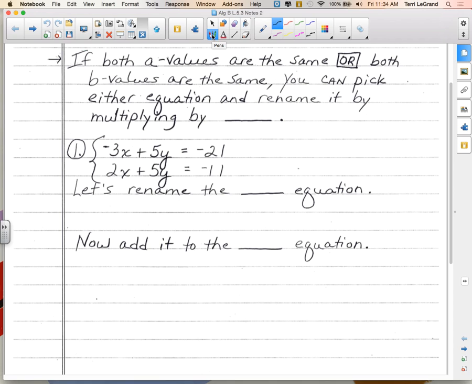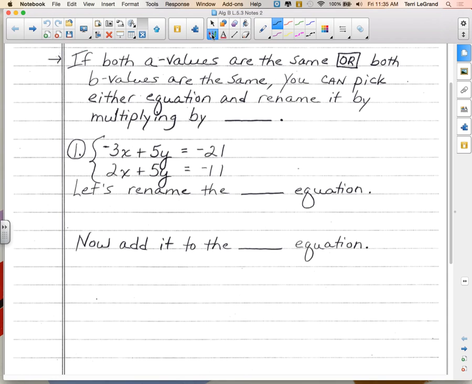Today there may not be opposites. It says, what if both the A values are the same or both the B values are the same? So if we had the same A values and we added the equations together, would the x's eliminate? No. If we had the same B values in both equations and we added the equations together, would the y's eliminate?